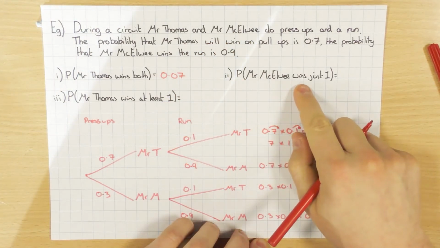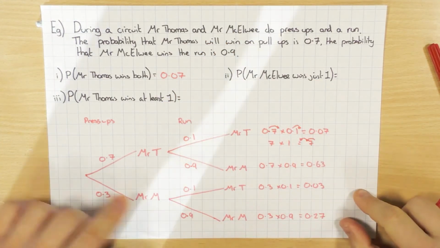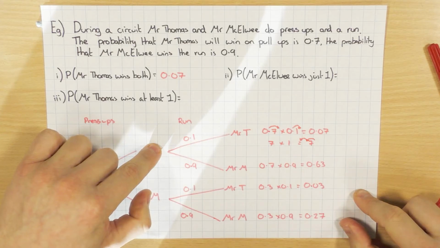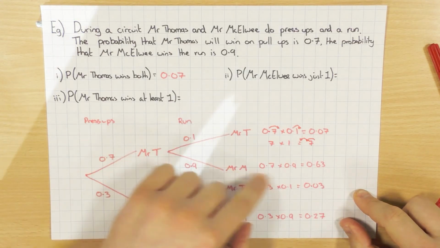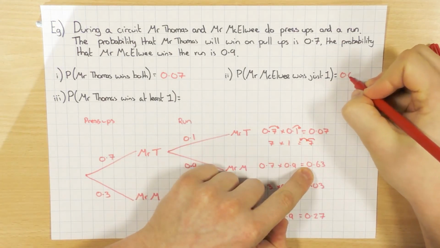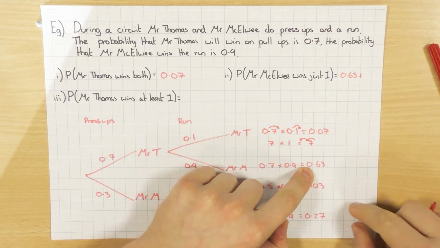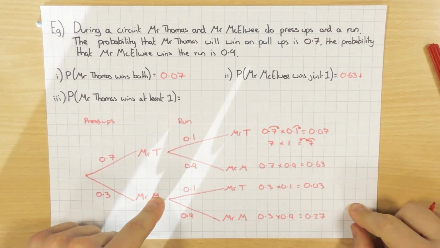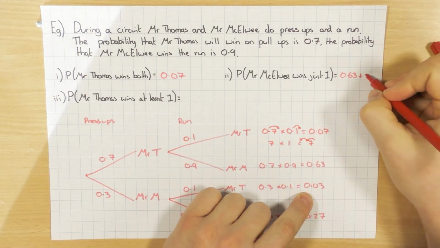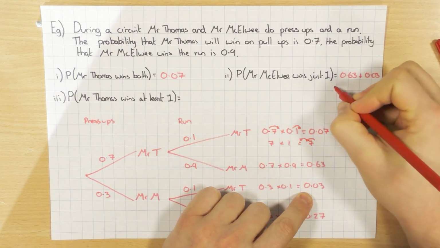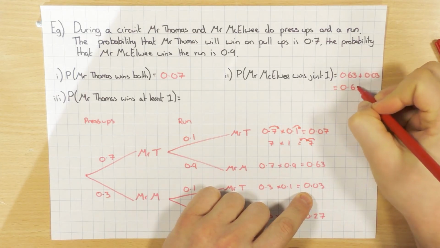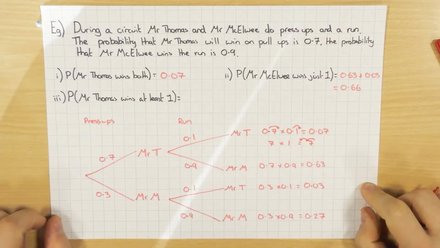Probably that Mr. McKelvey wins just one. So obviously we can have Mr. Thomas winning the first one, Mr. McKelvey winning the second one. So it would be 0.63. And I could also have Mr. McKelvey winning the first one, but then losing the next one. So that would be plus 0.03, which of course is 0.66.